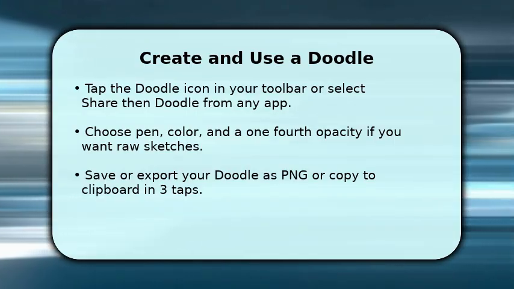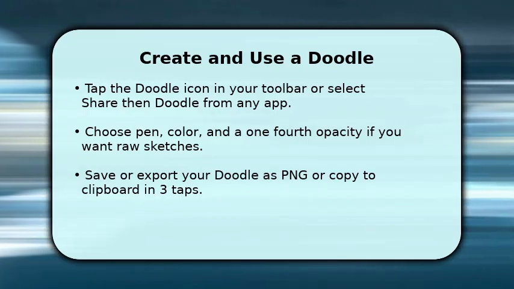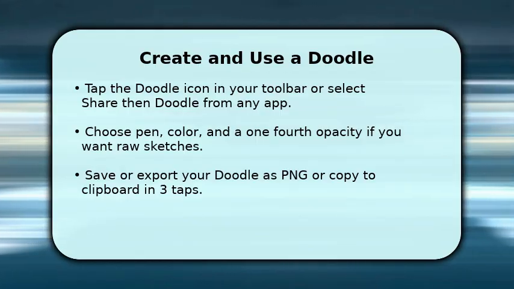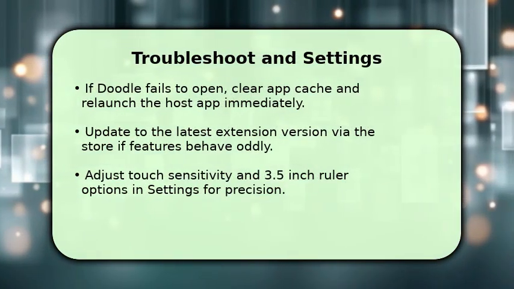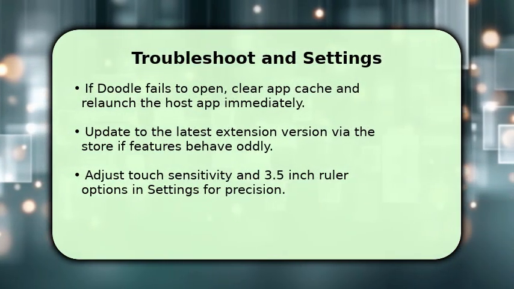When finished, tap Export and choose PNG, JPG, or Copy to Clipboard in 3 taps. Confirm the file saved to your Photos or Files app before closing the canvas. If Doodle fails to open, clear app cache and relaunch the host app immediately.